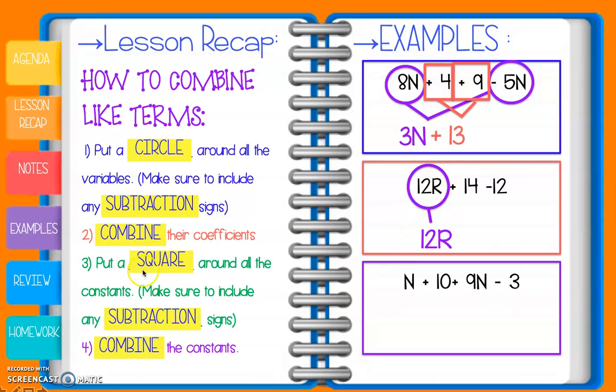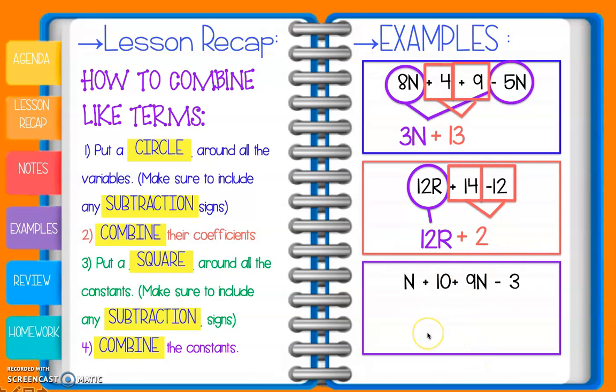Now, my next step is to put a square around the constants. I have a plus 14 and a minus 12, and those are my two constants, and now I'm going to combine those. 14 minus 12 leaves me with a plus 2. Plus 2. I can't combine 12r and 2. That's a coefficient and that's a constant, and they don't go together because I don't know what r is. So 12r plus 2 is my final answer. That's as simple as that expression can get.